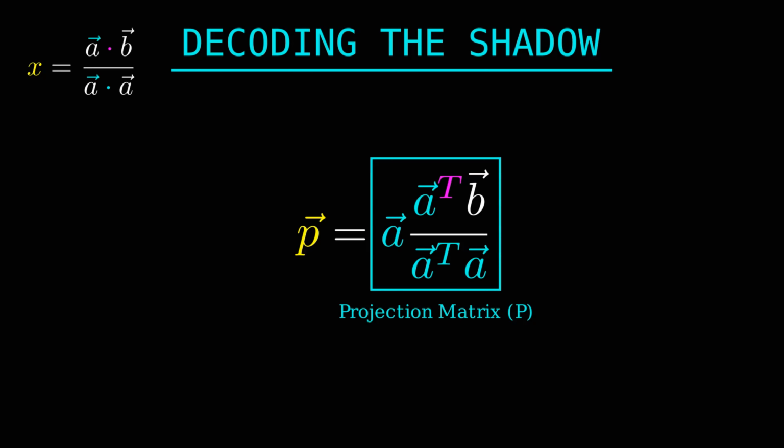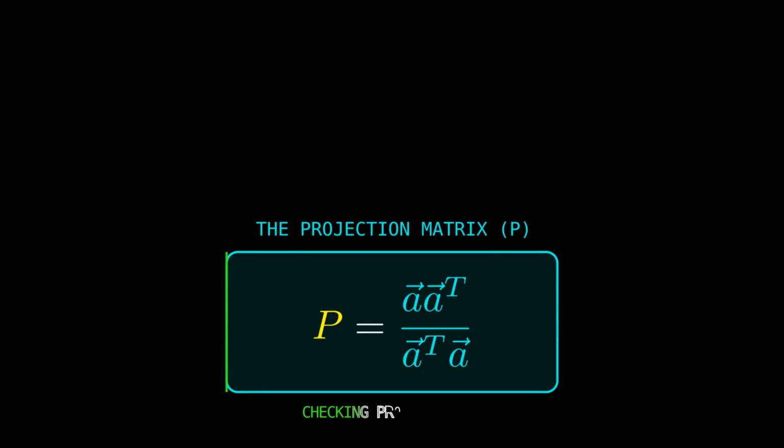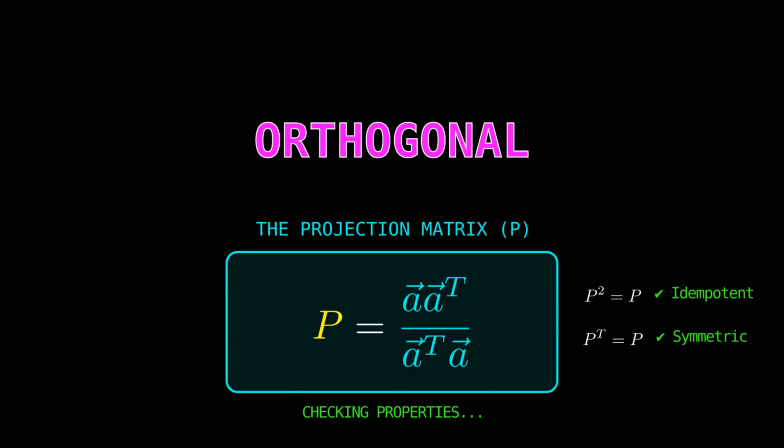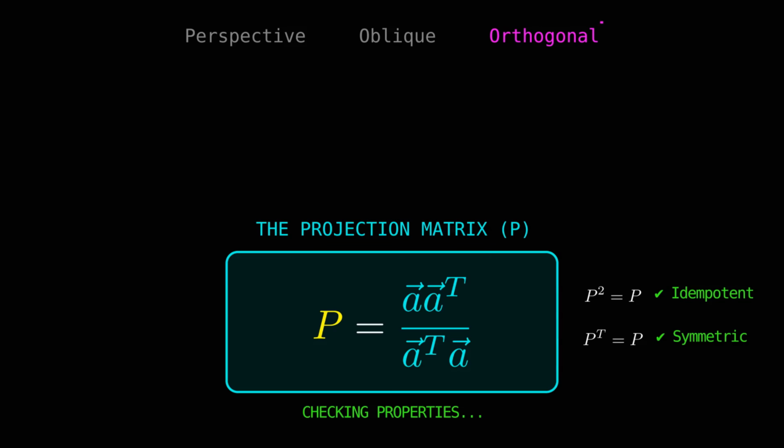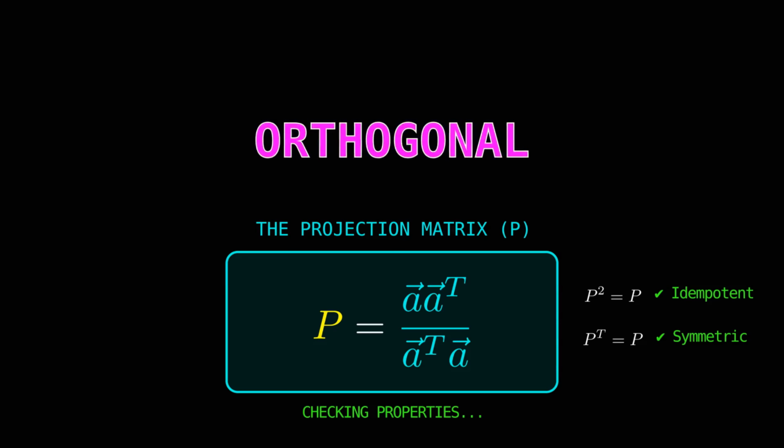So, we have our formula. But what category does it actually fall into? Well, it satisfies two key conditions. It is symmetric, and applying it twice changes nothing. In linear algebra, that creates the gold standard, an orthogonal projection. Unlike perspective or oblique methods, this is the only one that guarantees the absolute closest approximation to your data.